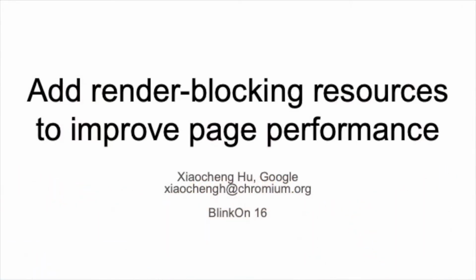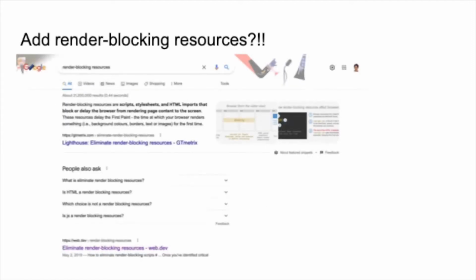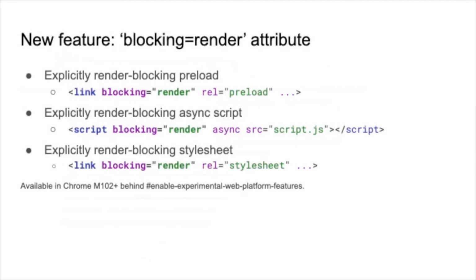Today I'm going to introduce a new feature in Blink that allows you to add render blocking resources to improve your page performance. And your reaction might be, wait, what? I know, if we search render blocking on Google, it tells us to eliminate them. But today I'm telling you that you should actually add render blocking resources if necessary. In fact, we have a new feature under development that allows you to make basically everything render blocking.